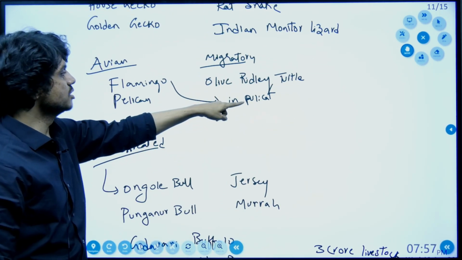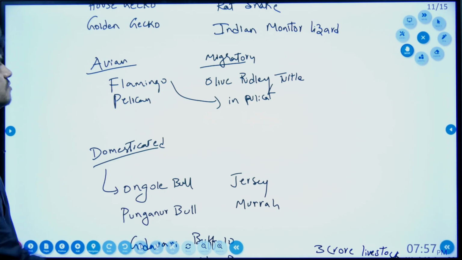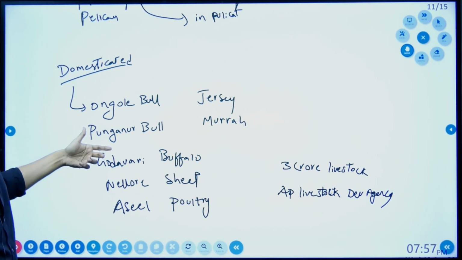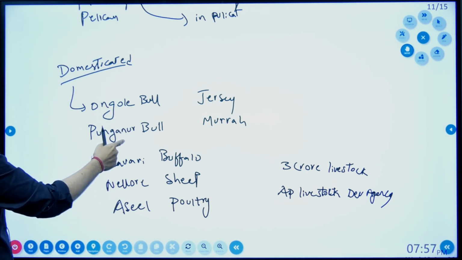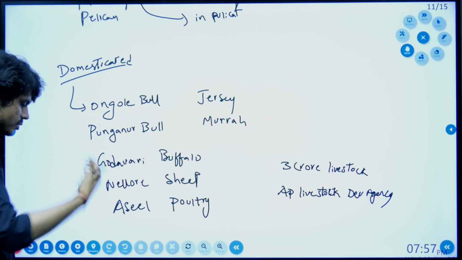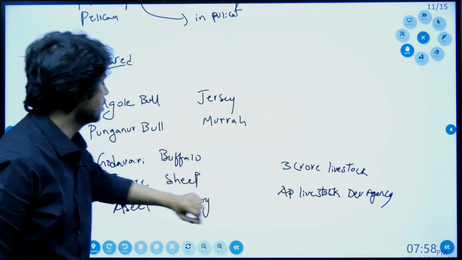Like I have mentioned, in the Pulicat Lake you will find the flamingo. Pelican bird is found, olive ridley turtle is found. Apart from this, why not bring domesticated animals also under the fauna? You have a very good variety of the Ongole bull and the Punganuru bull. Because of this, you have very good livestock in Andhra Pradesh.